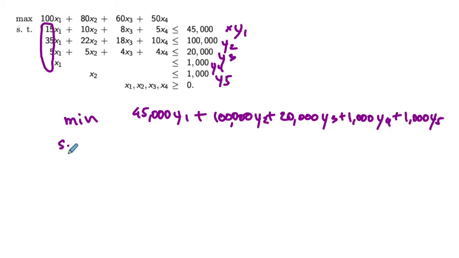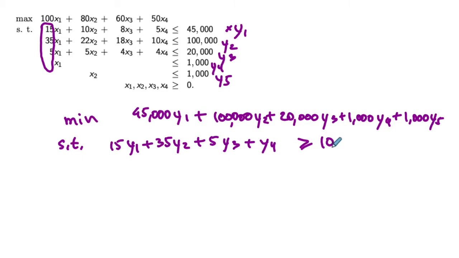And the constraints would be, we need to ensure that we dominate the coefficients in the objective. So it will be 15 times y1 plus 35 times y2 plus 5 y3 plus y4 is greater than or equal to 100. So then for the second column we'll have 10 times y1 plus 22 times y2 plus 5 times y3.